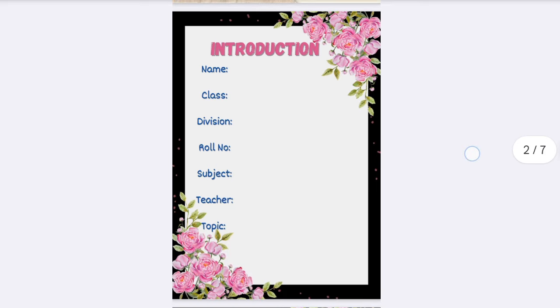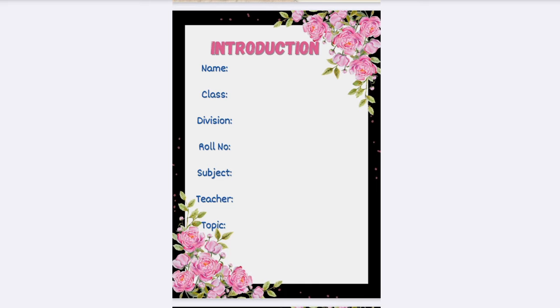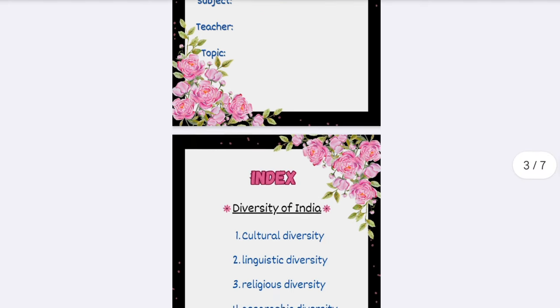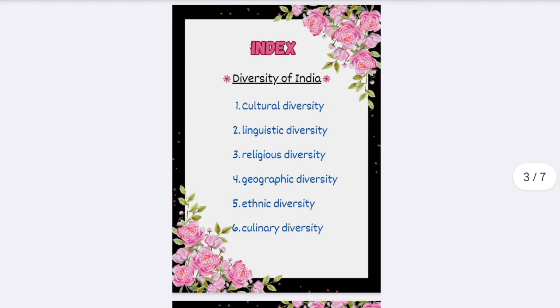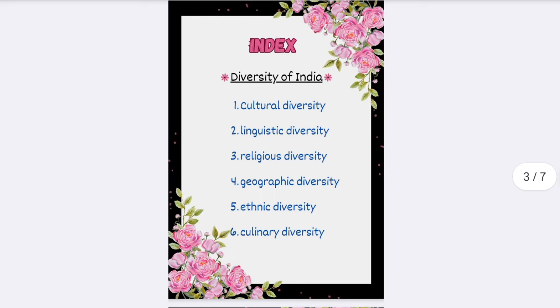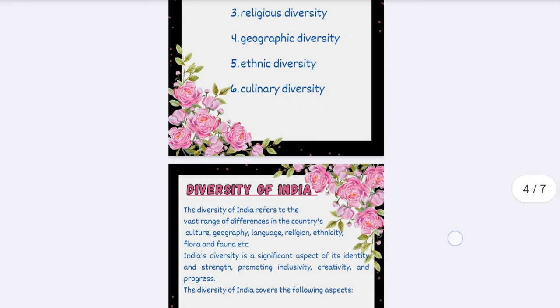So the first page is an introduction, that is name, class, division, roll number, subject, teacher and topic. The next page is the index: diversity of India, cultural diversity, linguistic diversity, religious diversity, geographic diversity, ethnic diversity and culinary diversity.